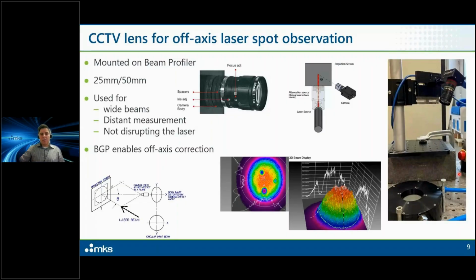The user can usually shoot a laser beam on some wall or some diffusive screen, and we measure the beam from an angle. We have 2 options for those lenses, 25 and 50 millimeters for different setups, and they are usually used for wide beams, distant measurement, and not to interfere with the laser. So for that application, because the lens looks from some angle and not directly on the laser, we need some off-axis correction in the BeamGage, and let me demonstrate how it's done.